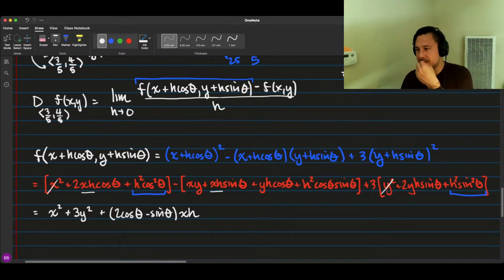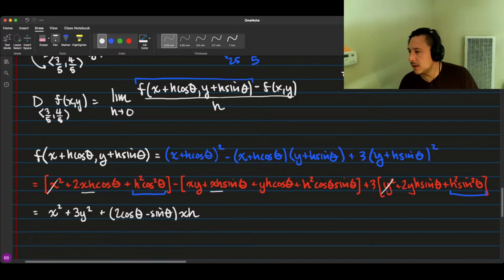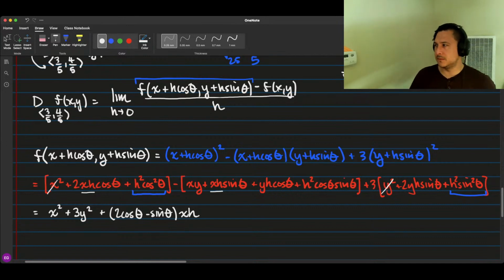Did I actually multiply this out right? xy, xh sine theta, yh cosine theta. Okay, cool. Yeah, I did that one right. h squared cosine theta sine theta. Okay, so we'll just say that those are good. We'll provisionally put a line through them.